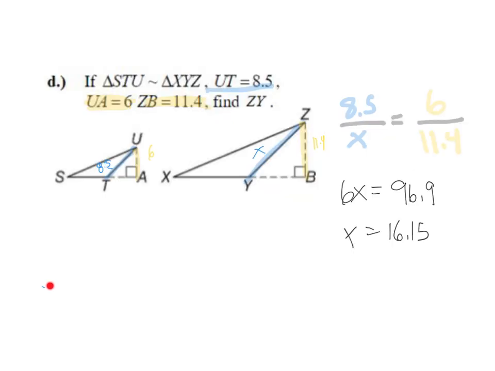All right, in our last example, we have altitudes that are outside of the triangle, but you can see that we are given this is 8.5, and that this is x, and this is 6, and this is 11.4. And so we can set up our proportion, and then we can cross multiply here, and we're going to get that x is 16.5.